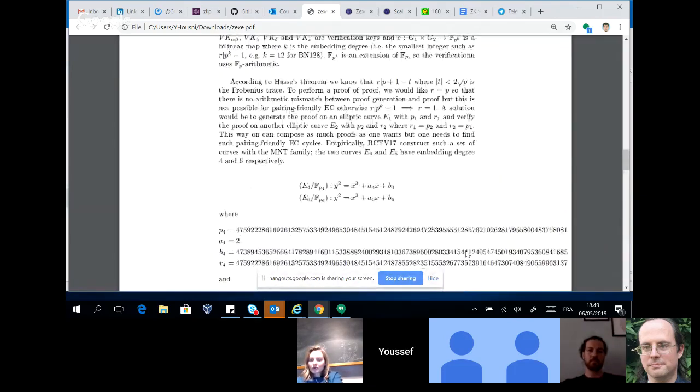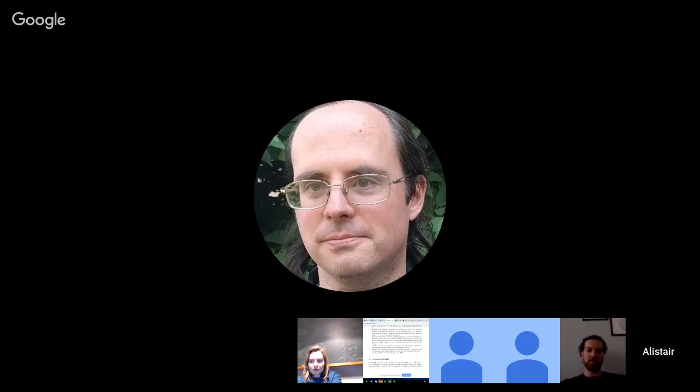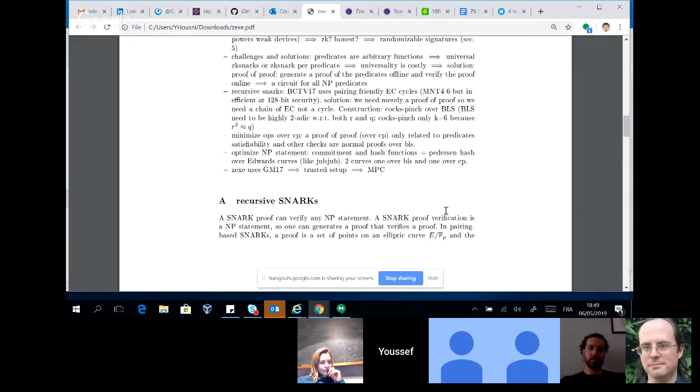So if we go back to the contributions of ZEXE, I just want to ask this. This curve means that we don't need many operations over CP to verify the things we're putting on chain. But how hard is it for the prover? How hard is it for offline?